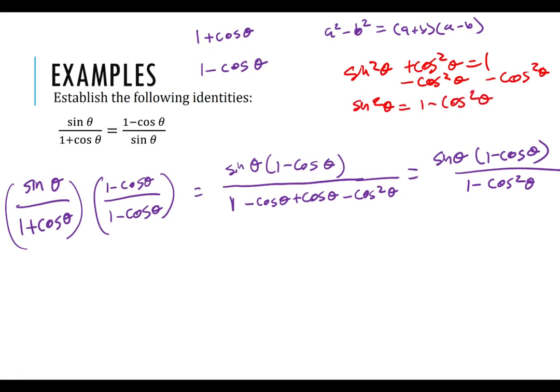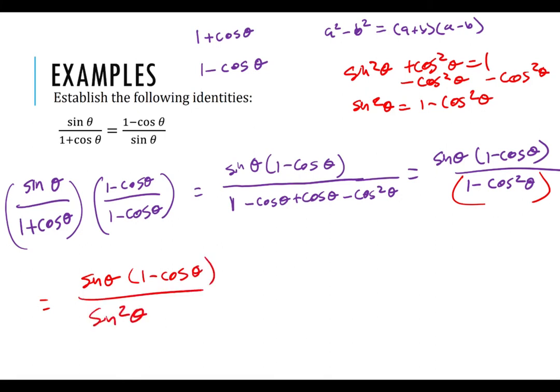So then I replace this with sine squared, that's then going to be sine of theta times 1 minus cosine of theta divided by sine squared of theta. But then I recognize that sine of theta divided by sine squared of theta, one of them cancels with one of these, and then I'm left with 1 minus cosine of theta divided by sine of theta. And recognize that we have done exactly what we needed to do. We have shown that this is true.